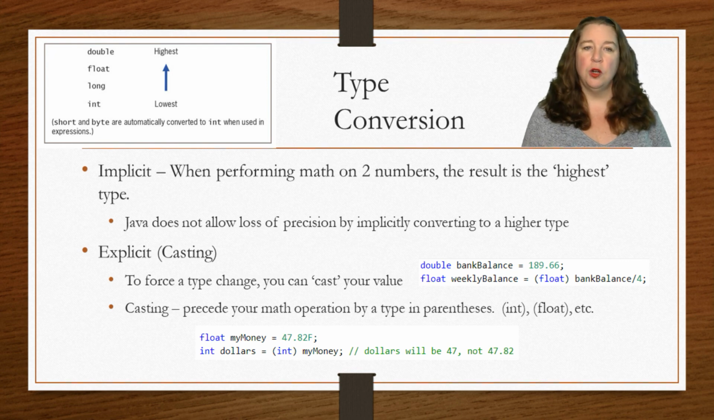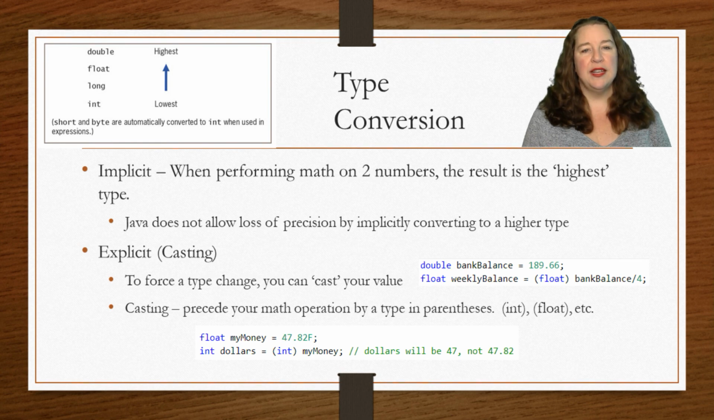If I do an integer operation with a long, I will receive a long. If I do a long mathematical operation with a float, I will receive a float. A float with a double, I will receive a double. So be very careful with the implicit type conversions when you do math. Java doesn't allow any loss of precision because it implicitly converts to the higher type. That precision, how many decimal places are available, that's where that comes in.